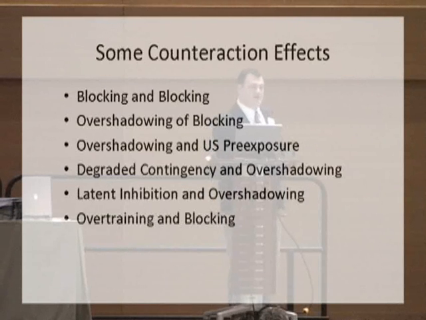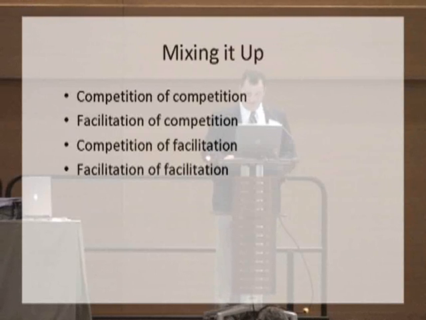Now, some counteraction effects that have been studied, and this is just a few in the literature: blocking and blocking, putting those together, you find out that the blocking disappears. Overshadowing of blocking. Overshadowing and the US pre-exposure effect cancel each other. Degraded contingency and overshadowing cancel each other. A moment ago, I showed that trial massing, which usually harms conditioning, kills overshadowing. Latent inhibition, or CS pre-exposure, and overshadowing cancel each other. And overtraining cancels blocking. So we don't always see cue competition. Sometimes you do, sometimes you don't.